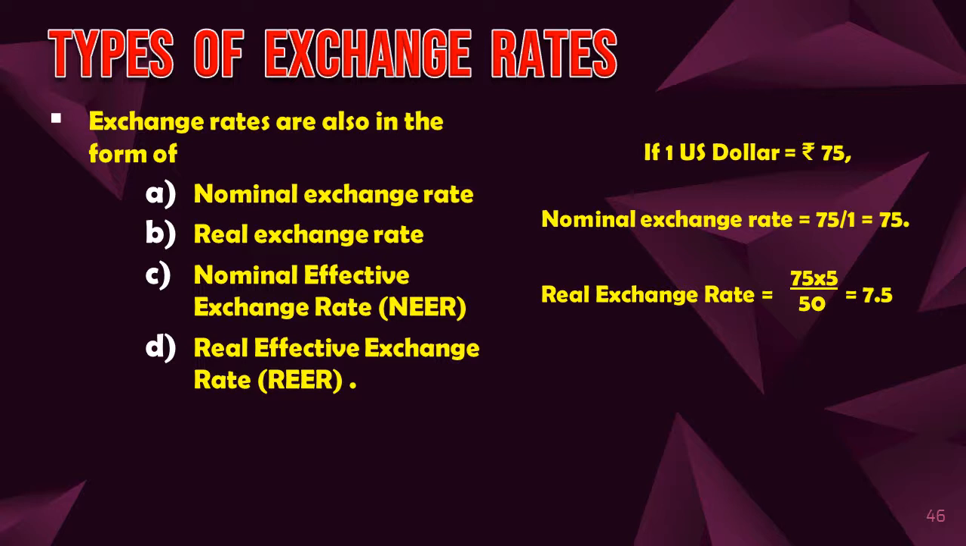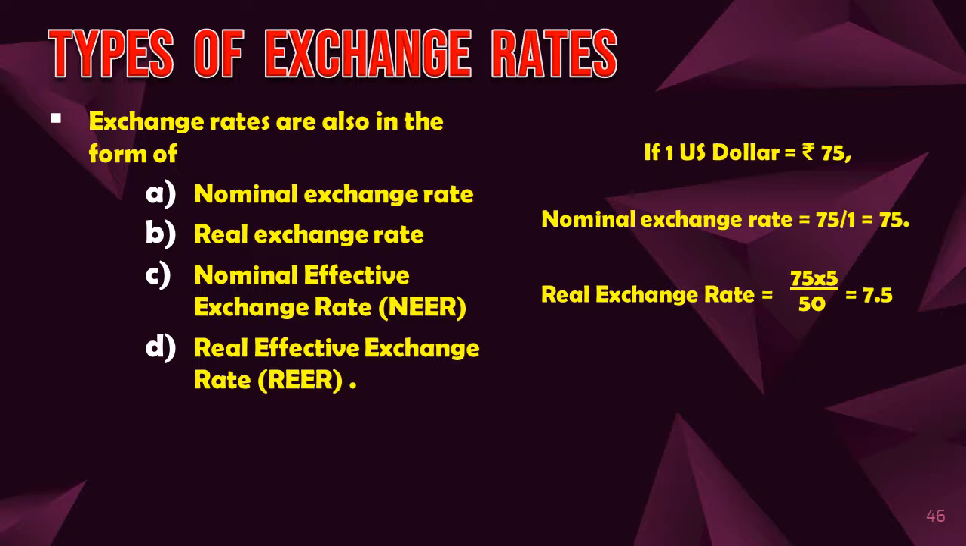If $1 is equal to 75 rupees, then its nominal exchange rate is equal to 75 divided by 1, that is, 75 rupees divided by $1, which is equal to 75. And its real exchange rate is equal to 75 into 5 divided by 50, which is equal to 7.5.